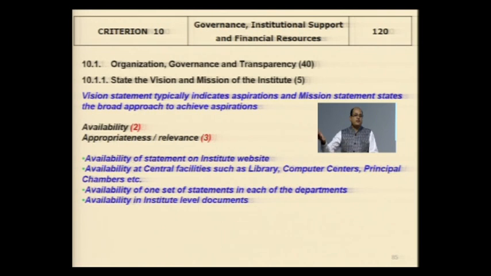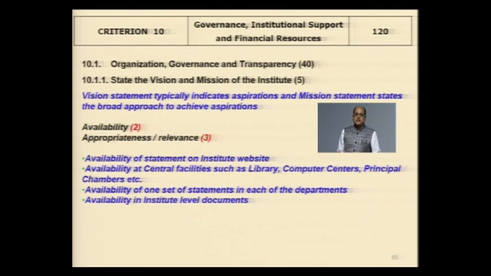If they have it at the canteen, they'll say why it is not in the gym. Somewhere they said, why is it not at the entry only? So there are a lot of, because experts are experts, they make their own judgment. In order to bridge that gap, it has been explicitly mentioned that these are the places where this should be publicized, demonstrated, and written. Availability of a statement on the institute website is the first expectation from the institute.